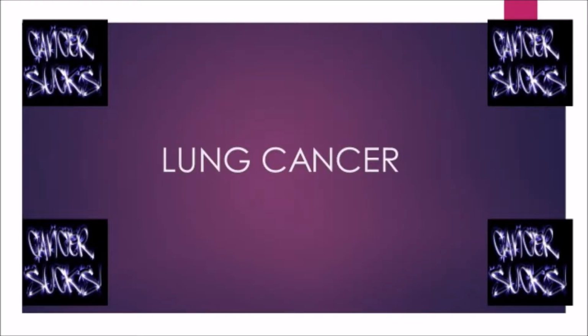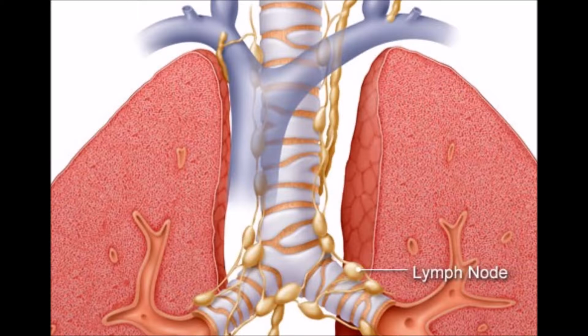This is my presentation on lung cancer. Lung tumors almost always start in the spongy pinkish gray walls of the bronchi, the tubular branching airways of the lungs. More than 20 types of malignant tumors originate in the lung itself.